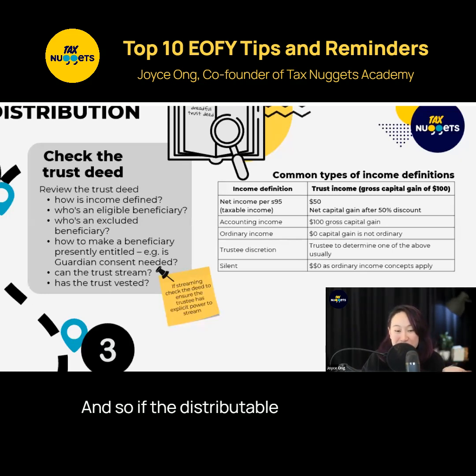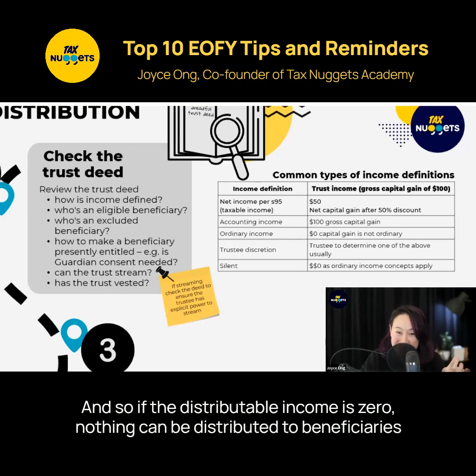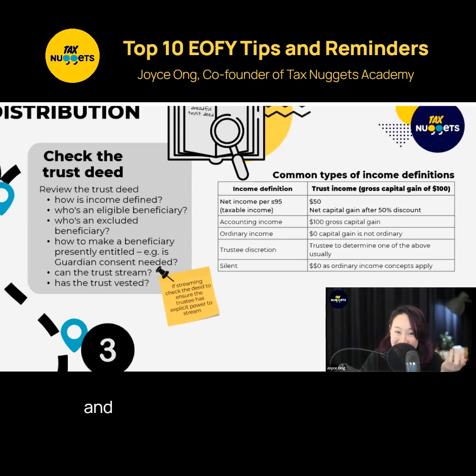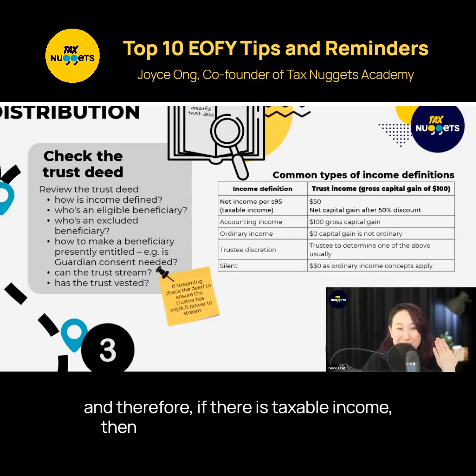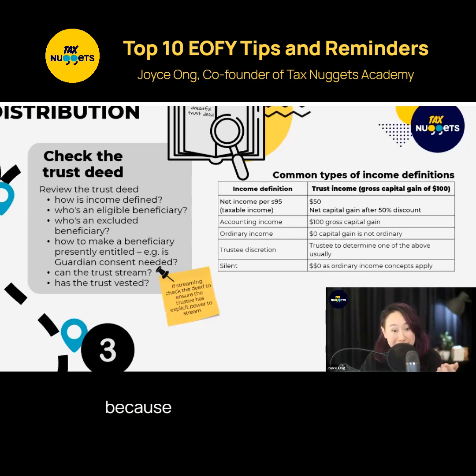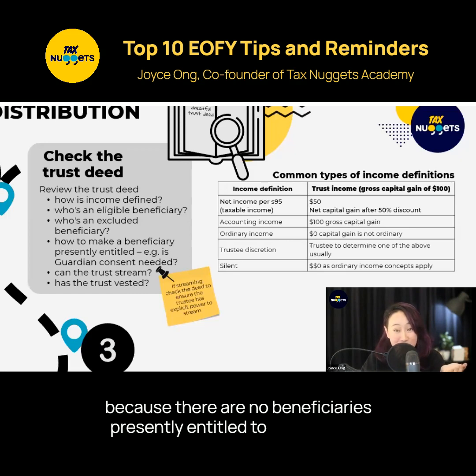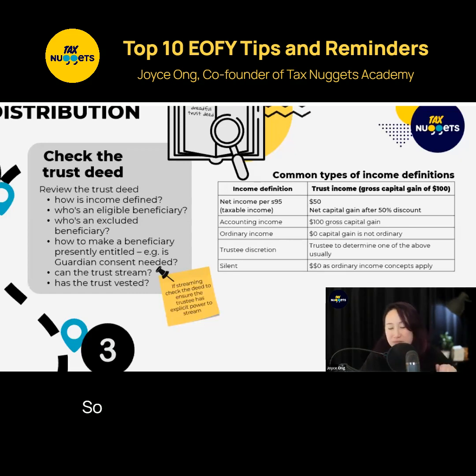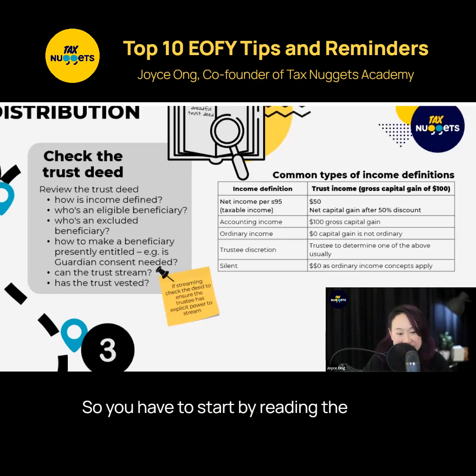And so if the distributable income is zero, nothing can be distributed to beneficiaries. And therefore, if there is taxable income, then the trust is going to be in trouble, because there are no beneficiaries presently entitled to that income. So yeah, you have to start by reading the deed.